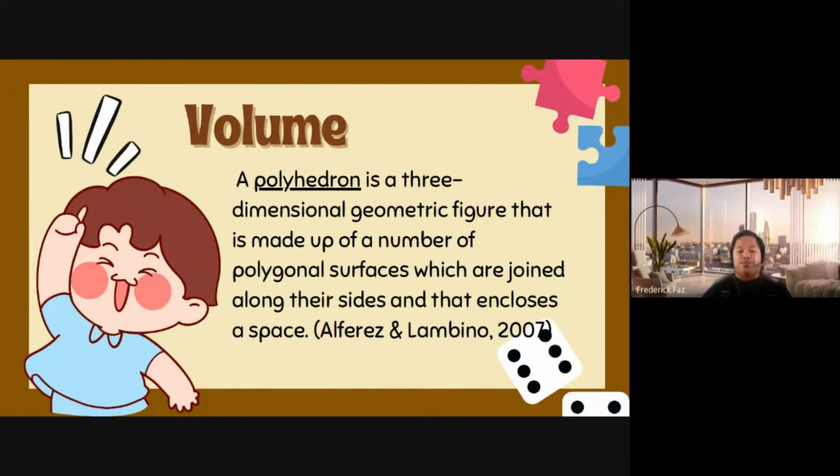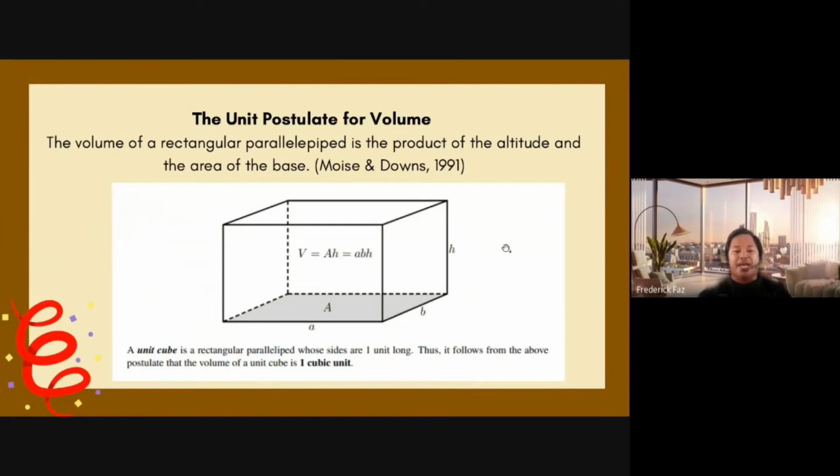For the volume, a polyhedron is a three-dimensional geometric figure that is made up of a number of polygonal surfaces which are joined along their sides and that encloses a space, according to Alferez and Lambino 2017. We have here the different postulates for volume. Let's have first the unit postulate. The volume of a rectangular parallelepiped is the product of the altitude and the area of the base.